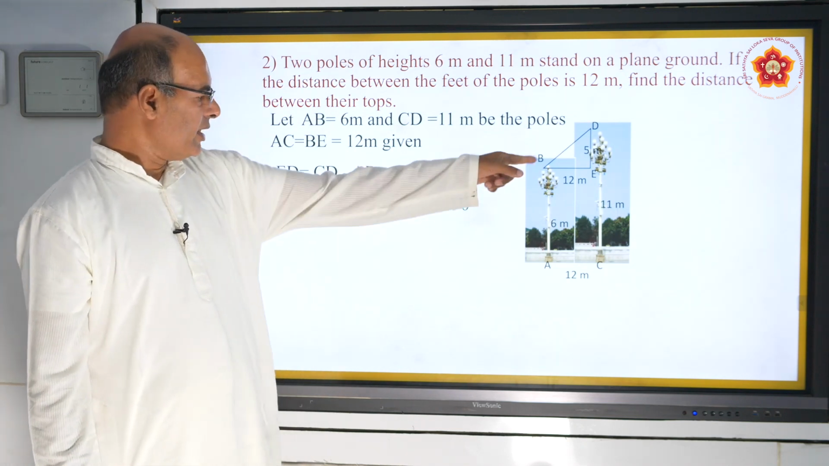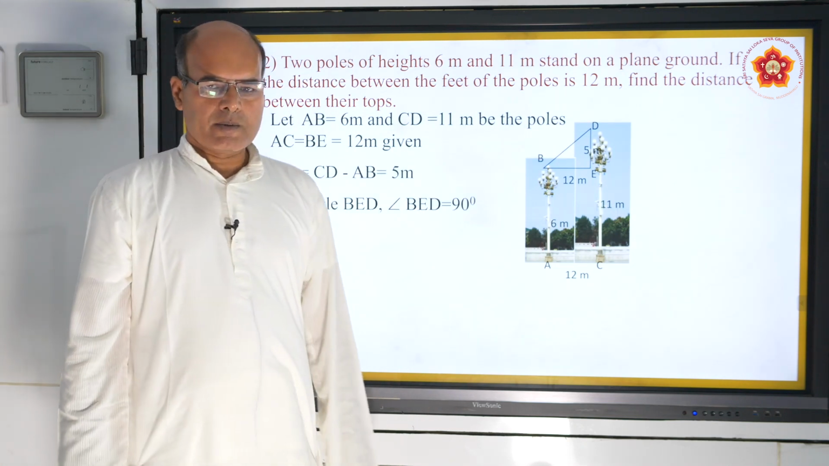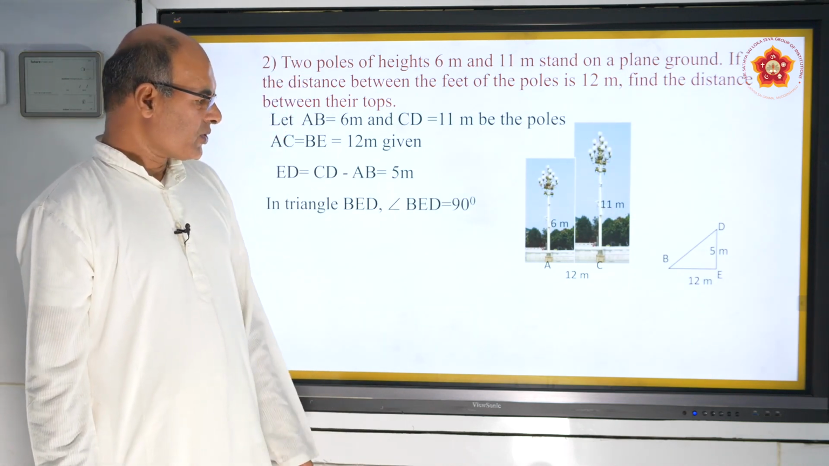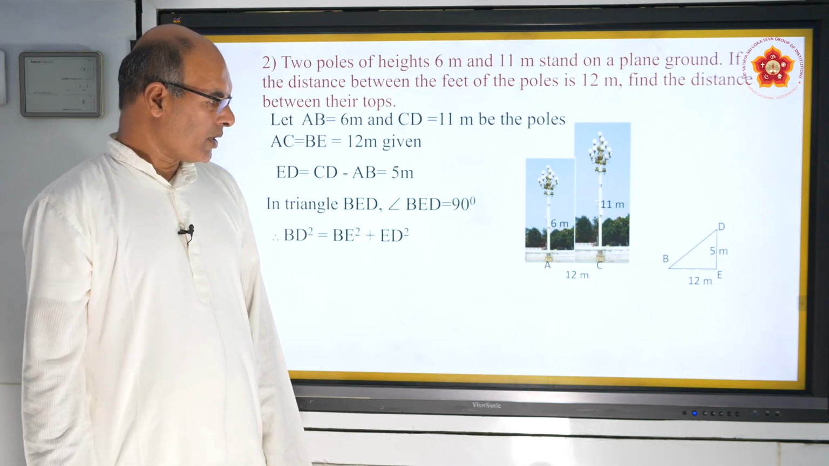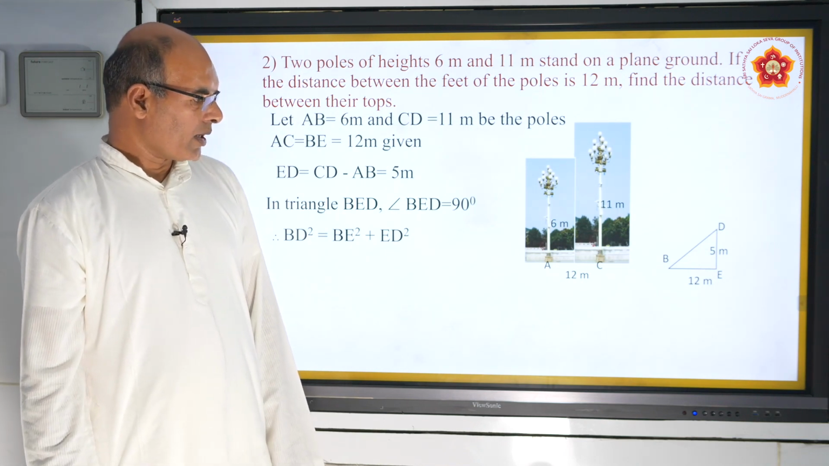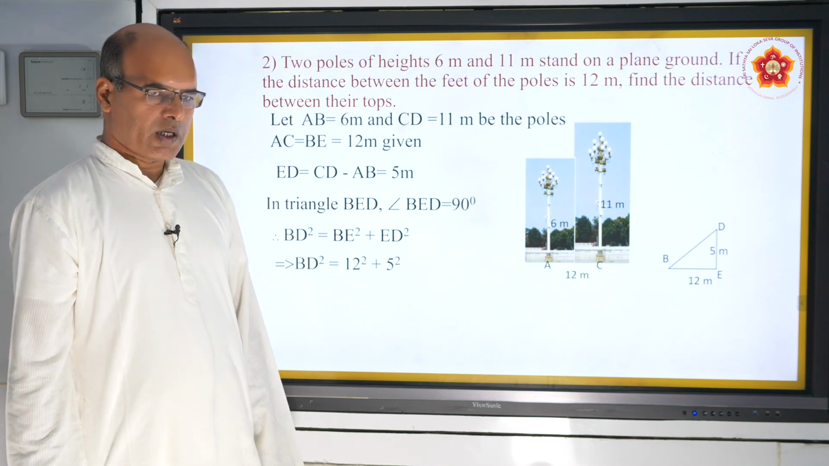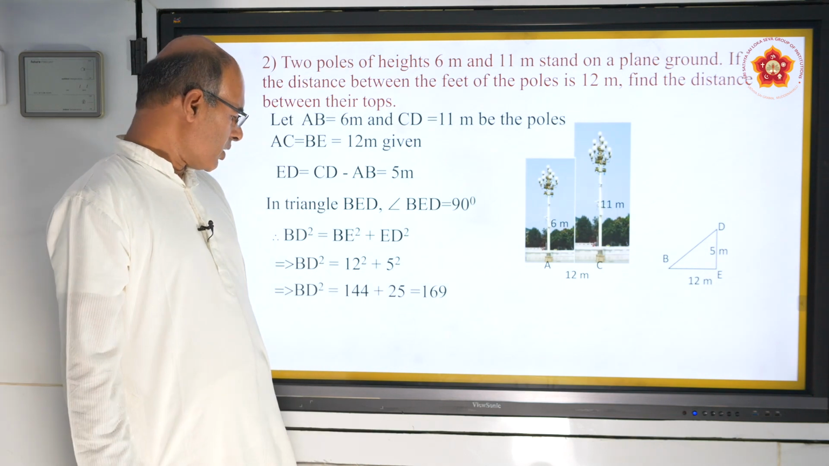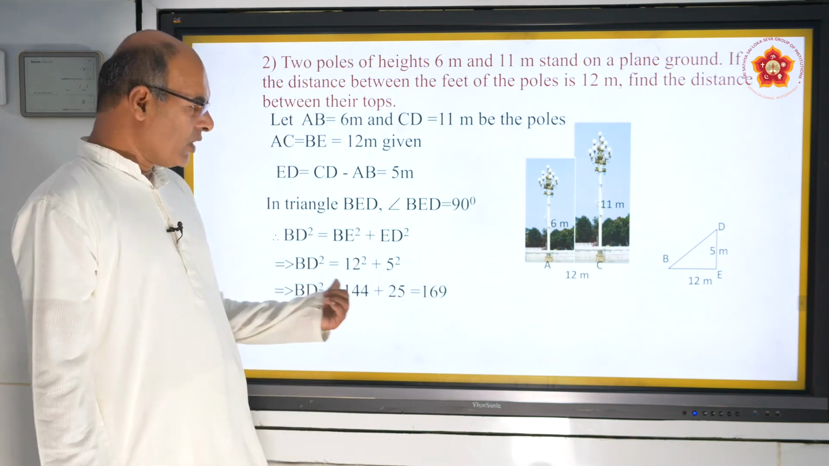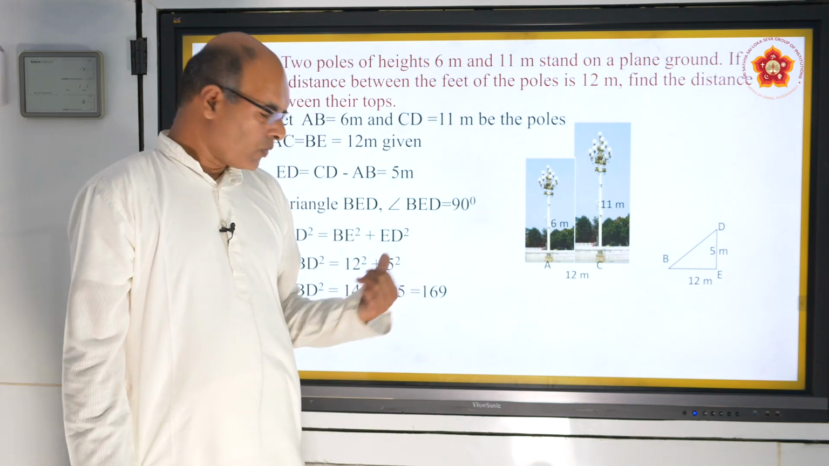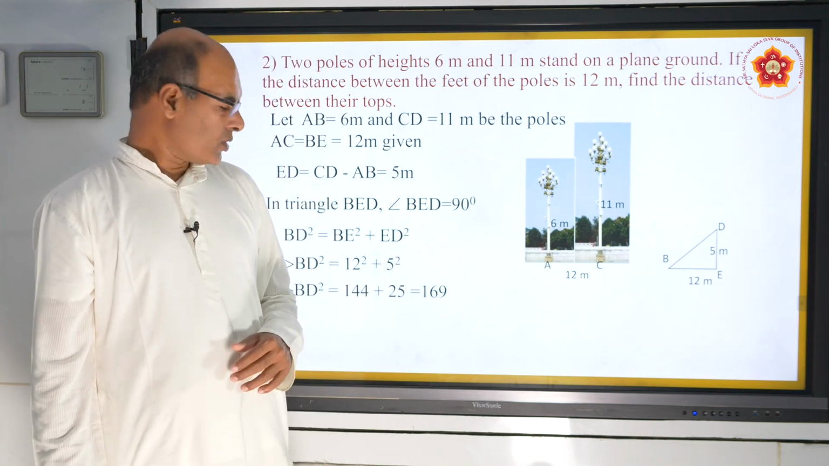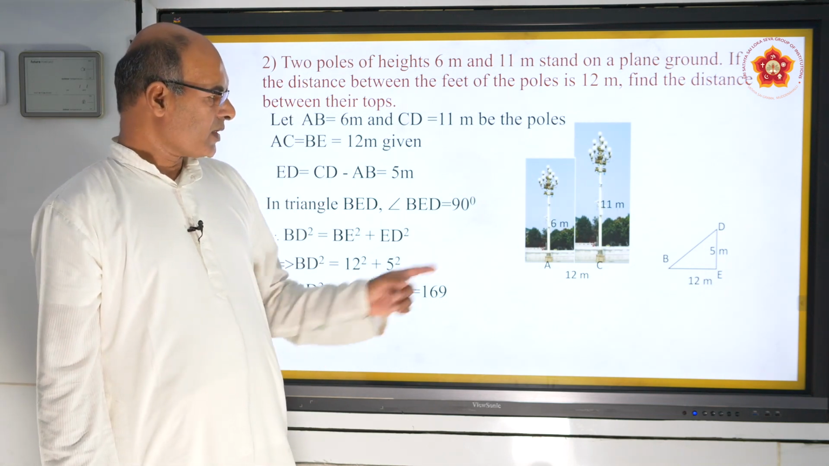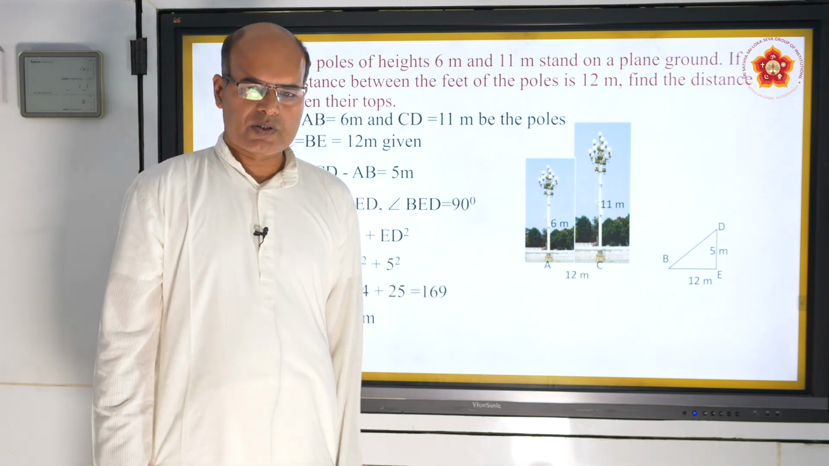Now consider this triangle. In triangle BED, angle BED is 90 degrees. Therefore apply the Pythagoras theorem. In that triangle, BD square is equal to BE square plus ED square. That is 12 square plus 5 square. 12 square is 144, 5 square is 25. 144 plus 25 is 169, the value of BD square. BD squared is 169. Take the square root. BD is equal to 13 meters. That's the distance between their tops.